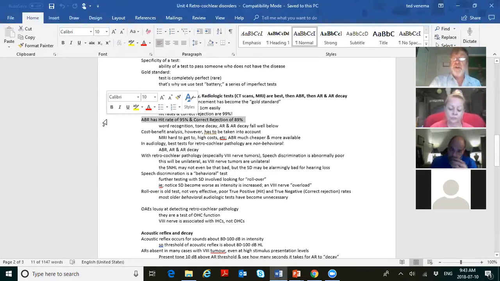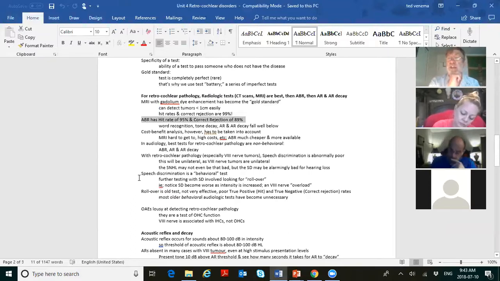Now, when you look at ABR, this is a test that audiologists do. It's pretty good. It doesn't have quite as good a hit rate and correct rejection. When you're looking at hit rate and correct rejection, please think of those as true positives, true negatives, okay? Hit rate, correct rejection, same, those are synonyms for true positives, true negatives. So those are pretty good.